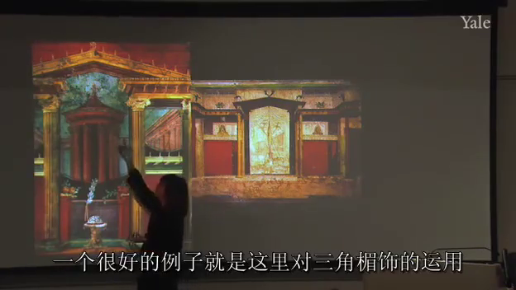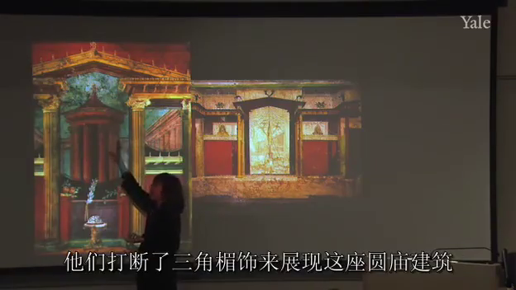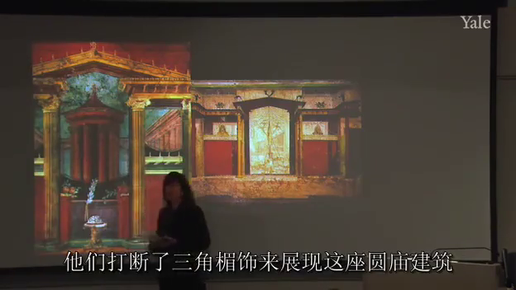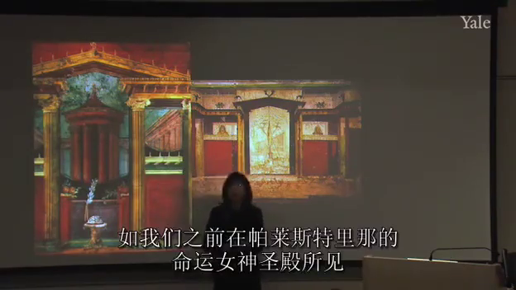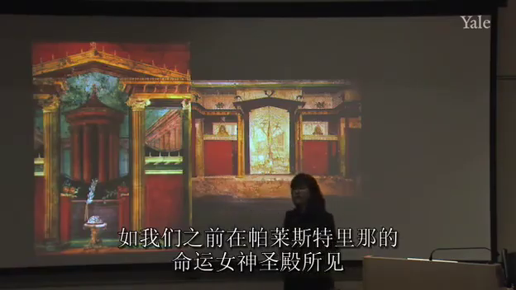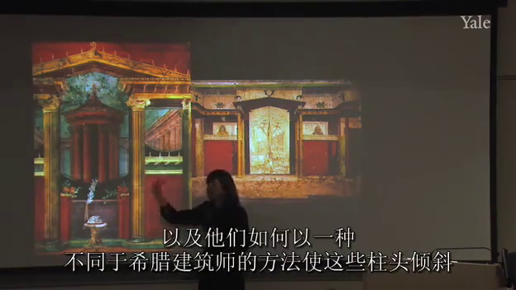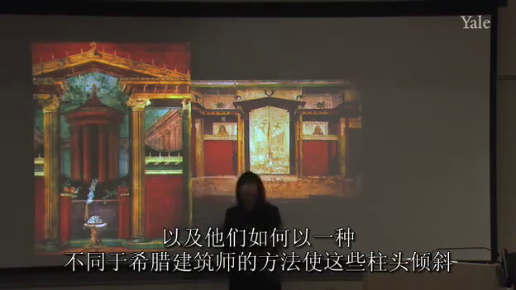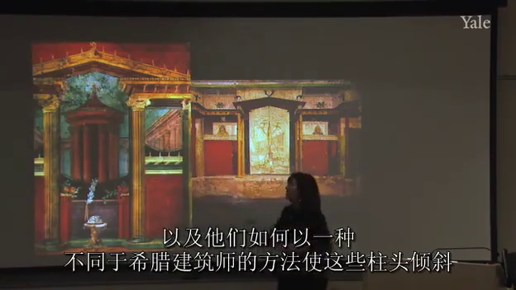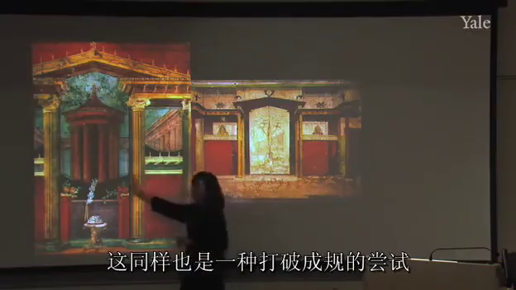An example being, of course, their use of the triangular pediment here, but they have broken that triangular pediment apart to reveal the tholos here. This is a very important development, and we saw it already also in the sanctuary of Fortuna Primigenia at Palestrina, where you'll remember the column capitals in the ramp and how they slanted those column capitals in a way that Greek architects never would have done. We see that same sort of breaking of the rules here.